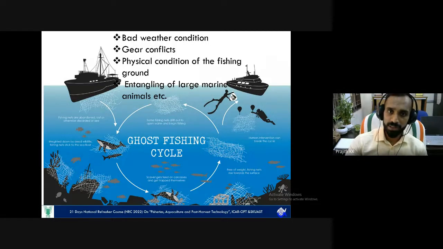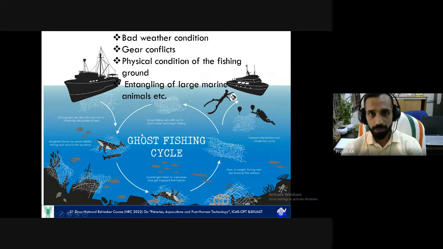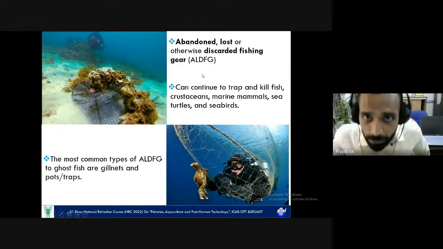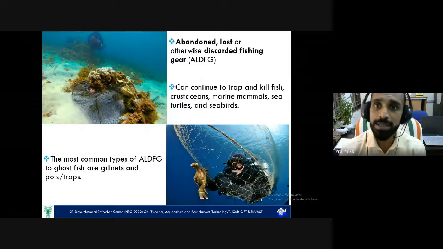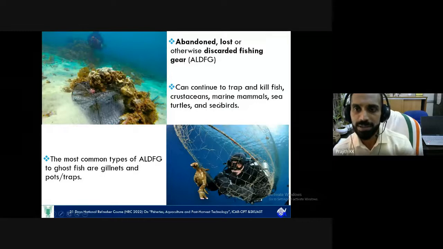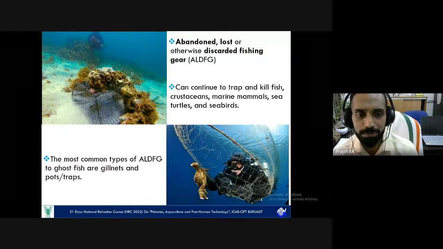Then the physical condition of the fishing ground, some wind or current will be there in those kinds of zones. Then physical conditions like storms, some hard obstacles, that time also there's a chance of losing the net. Then entangling of large marine animals like whales, sharks or dolphins also leads to ghost fishing. So there is a term called ALDFG, that is abandoned, lost, or otherwise discarded fishing gears.